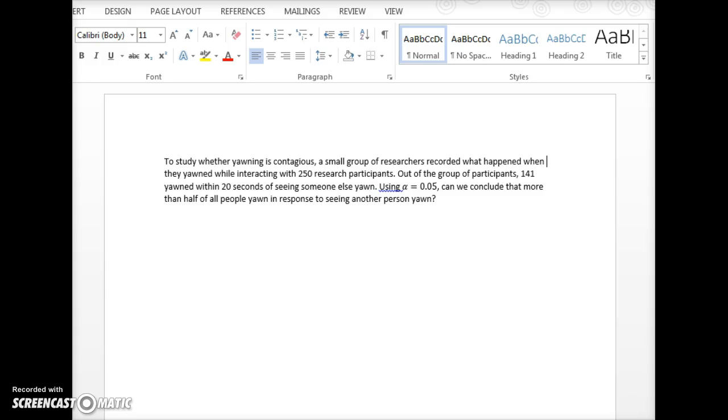Okay, so we know this is a proportion problem because we can see it's 140 out of 250 research participants. So remember, anytime you can phrase your data as x out of n, in this case 140 out of 250, that just means it's a proportion problem. It's clearly not a mean in this example. It's a proportion, so it doesn't say anything about mean. So let's go to StatCrunch.